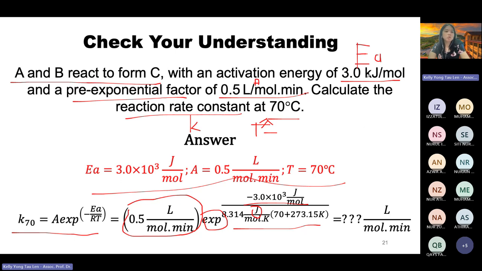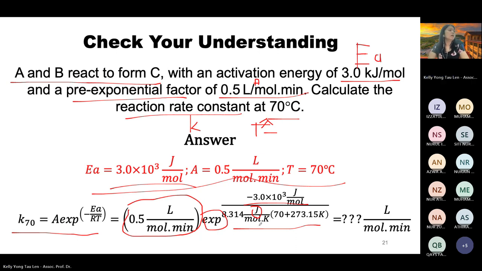So if given in kilojoule, convert into joule by multiplying with 1,000. You know, right? 1 kilojoule is 1,000 joule. So 3 kilojoule is 3,000 joule. So you convert from kilojoule to joule. And for your EA, don't forget the negative sign, because the formula is K equals A exponential minus EA per RT.